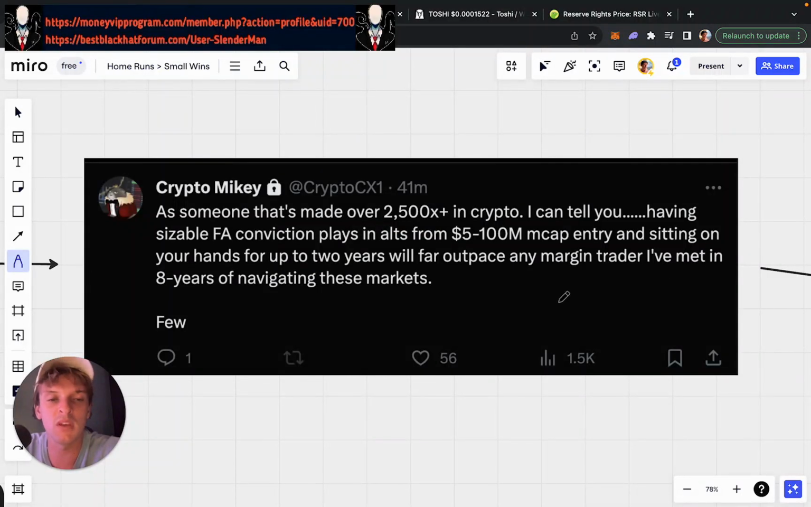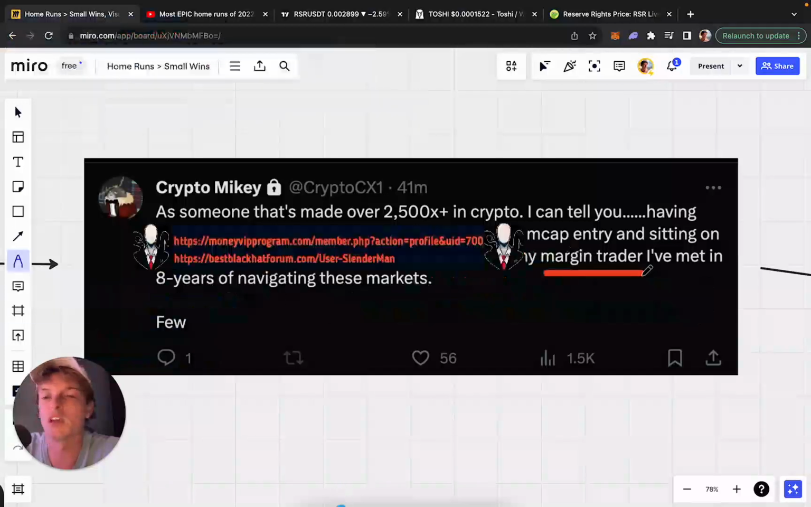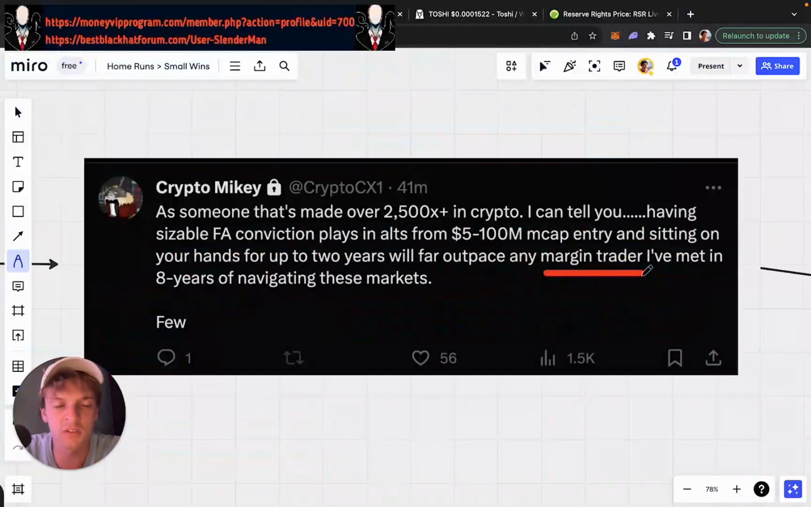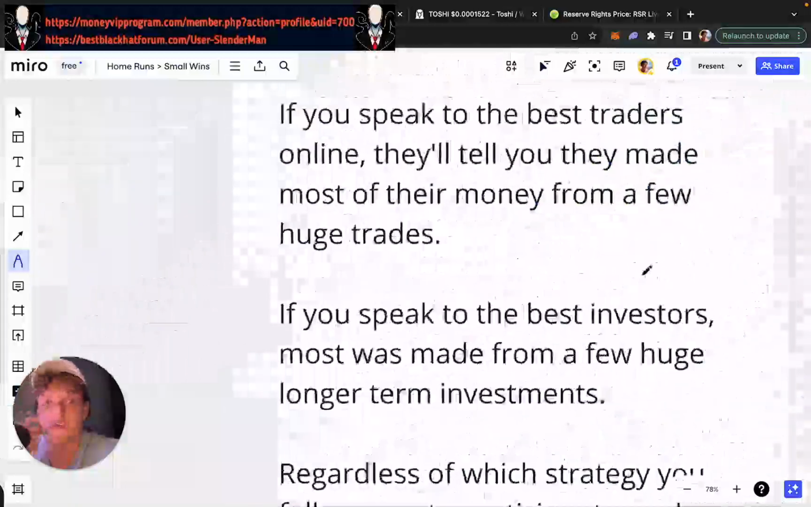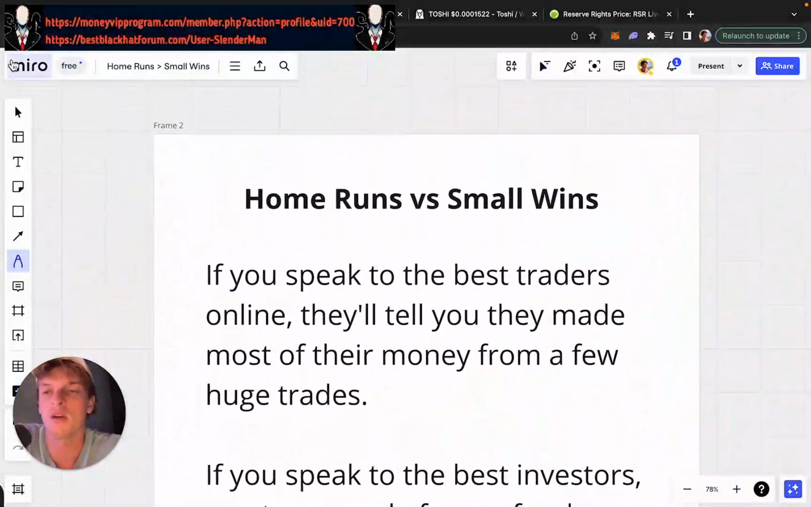Now, obviously, you can be margin trading and you will still have the same concept apply. You will make most of your money from a couple trades that just went really well. Okay, but we're talking about investing in this course. All right, so I got a little thing that I wrote here. Home runs versus small wins.